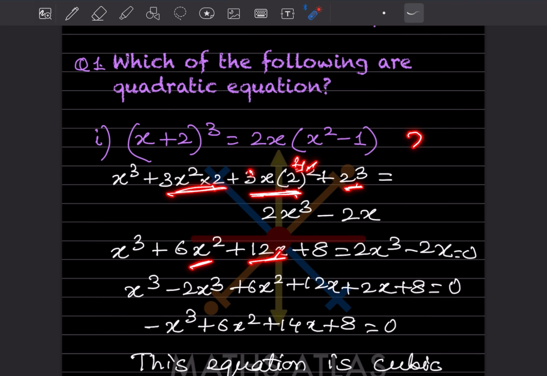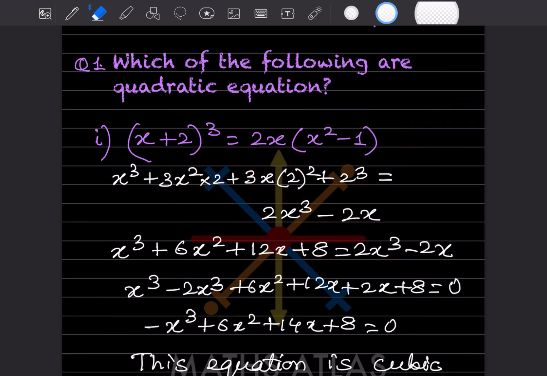And this will be 2 cube. That's not 6, but you have to write 2 into 2 into 2, because exponents is repeated multiplication. So 2 you have to multiply 3 times. So 2 2s are 4, 4 2s are 8. So it should be 8. And this we write as it is.